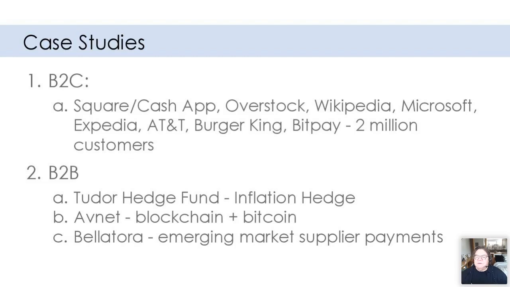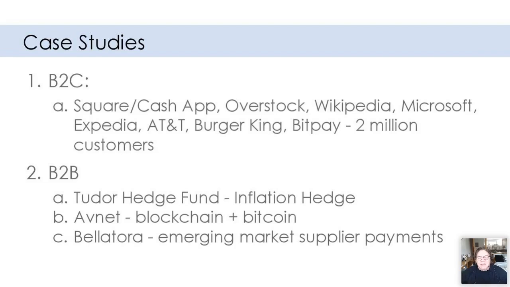The rest of these companies, Overstock, Wikipedia, through Burger King, have largely done it for the PR value, saying, "Hey, we accept Bitcoin or Lightning," and I think they've garnered some good PR from that. And BitPay, I already mentioned, as a processor for corporations that want to quickly accept payments in Bitcoin without worrying about it. They have over 2 million businesses that use BitPay worldwide.